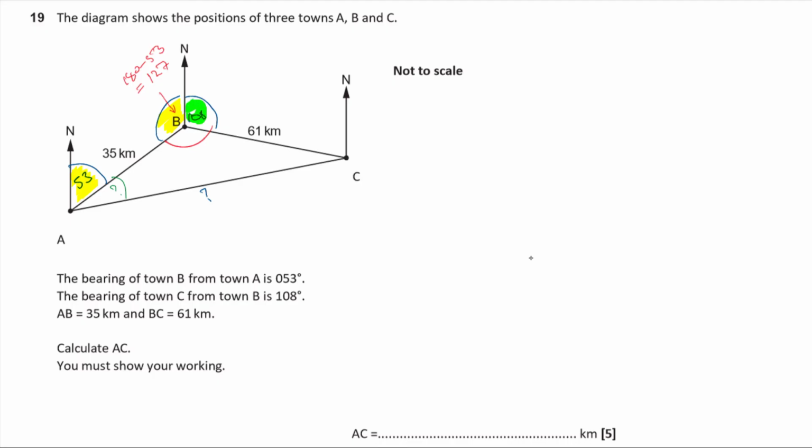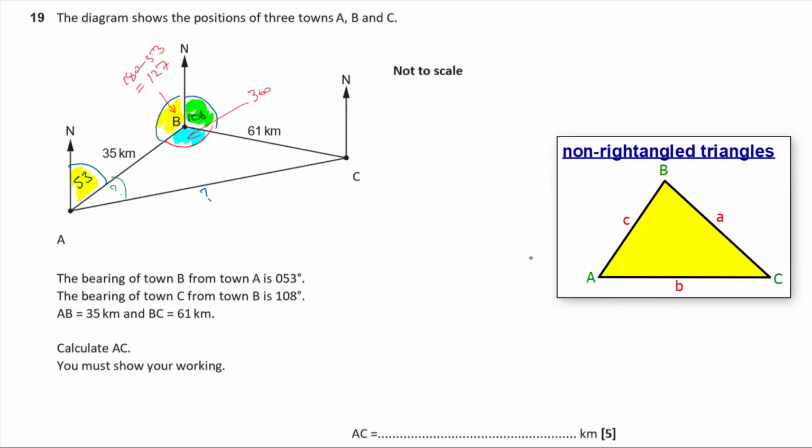So that angle is 127, and then I've got three angles on a point, haven't I? So this angle 108, the 127 I found there, and this angle here should add up to 360 degrees. So this angle here is going to be 360 minus the other two, the 127 and the 108. Okay, so 127 plus 108 is 235, and 235 taken away from 360 is 125, isn't it?